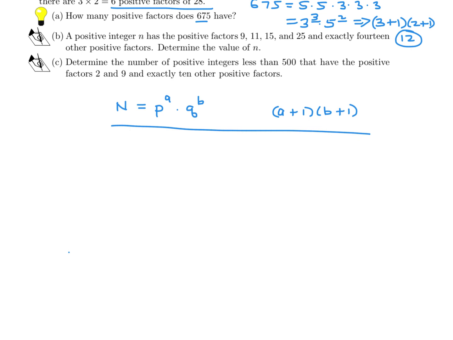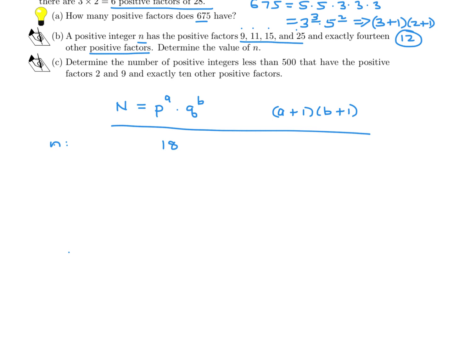A positive integer n has positive factors 9, 11, 15, 25, and exactly 14 other positive factors. Determine the value of n. Okay, so this one requires a little bit more thinking. They're telling me that there are these and exactly 14 other. So a total of 1, 2, 3, 4 plus 14. So there's 18 total positive factors of this n. Okay, so that's the first piece of information.